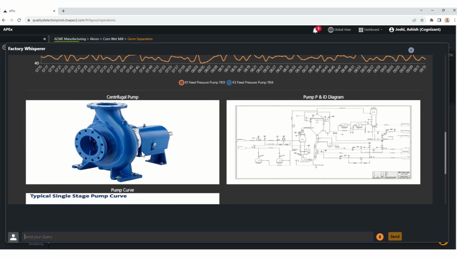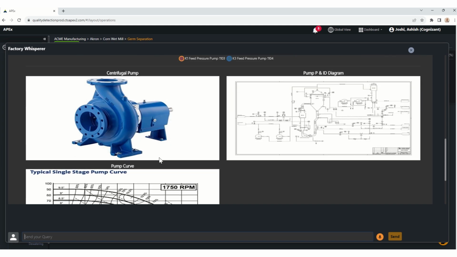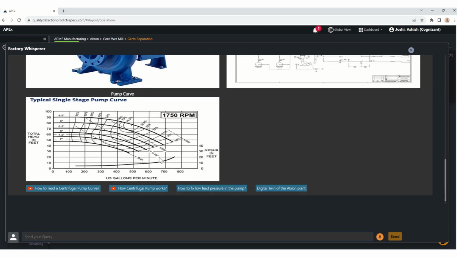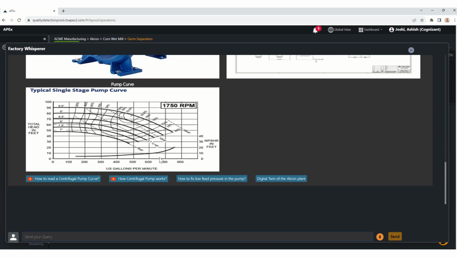And apart from that, it also pulls all the relevant information about this pump from the knowledge base in terms of the P&ID diagram of the setup, the pump curve essentially.